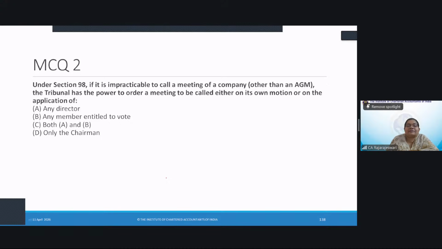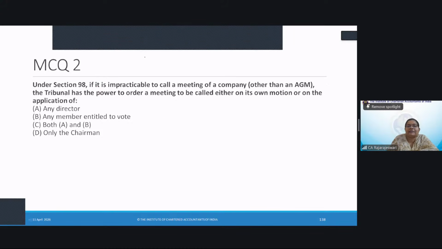Next question. Under section 98, if it is impracticable to call a meeting of the company other than an AGM, the tribunal has the power to order a meeting to be called either on its own motion or on the application of any director, any member entitled to vote, both A and B, only the chair. What should be the answer for this?